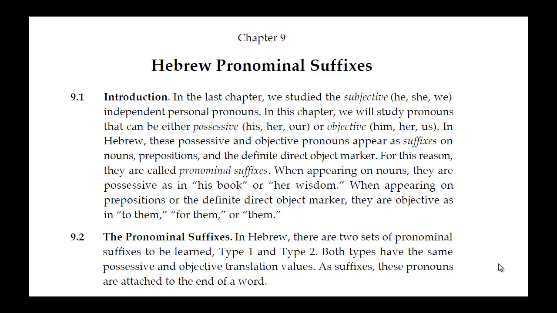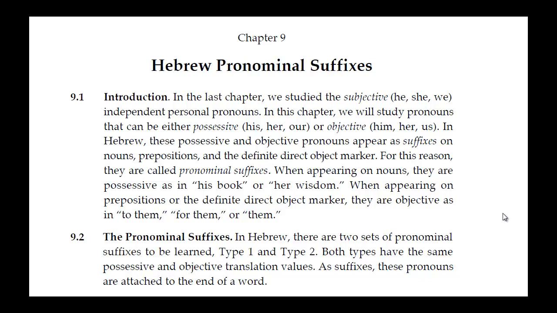When appearing on nouns, they are possessive, as in, say, his book. His is showing whose book it is, or her wisdom. When appearing on prepositions or the definite direct object marker, they are objective, as to them or for them or them. They are actually a direct object upon the preposition, what we call the object of the preposition in English. And so we're going to go ahead and get into these a little bit.